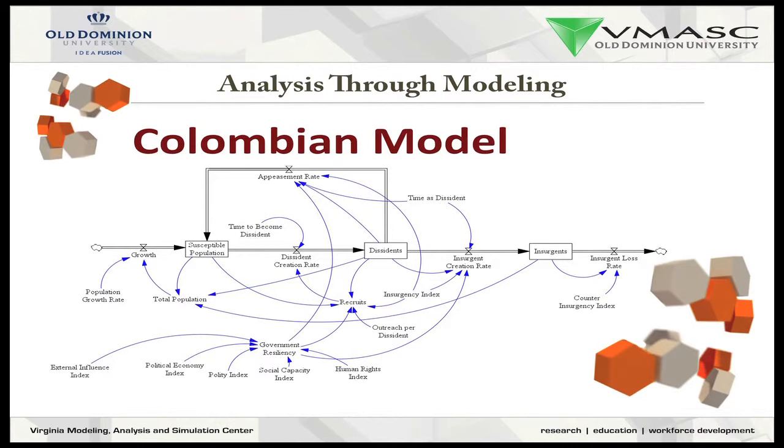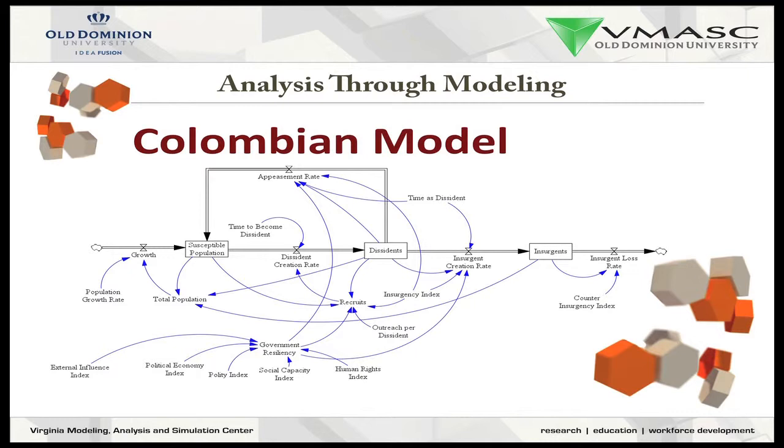So some portion of the population becomes dissident, and at that point they either go on to be an insurgent or the government appeases them and they come back to being just part of the regular population. Coupled with that are all of the factors that start to influence the behavior of this transition. What's in between here are the rates of change. These little butterfly looking things are actually valve symbols if you were a mechanical engineer, but they represent the control of flow of these entities between the boxes.